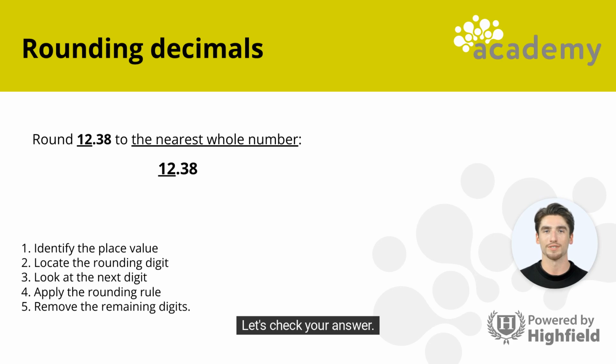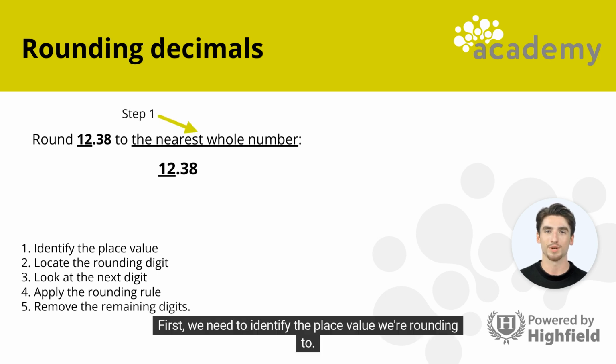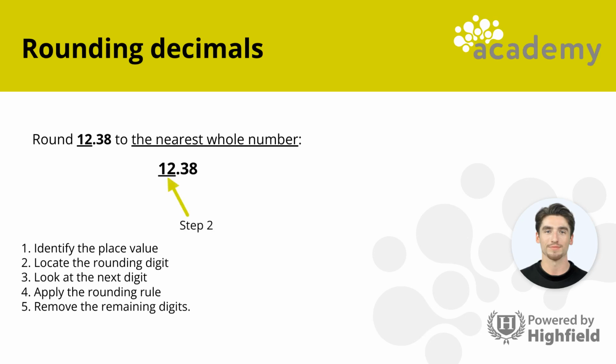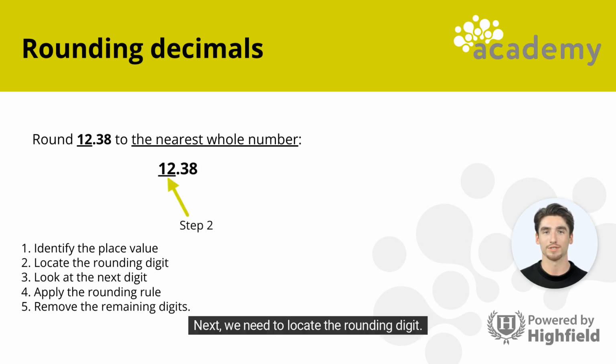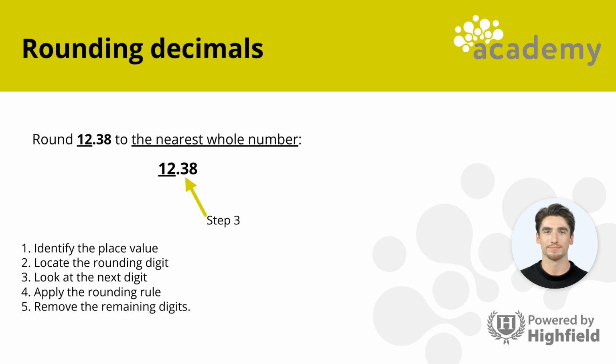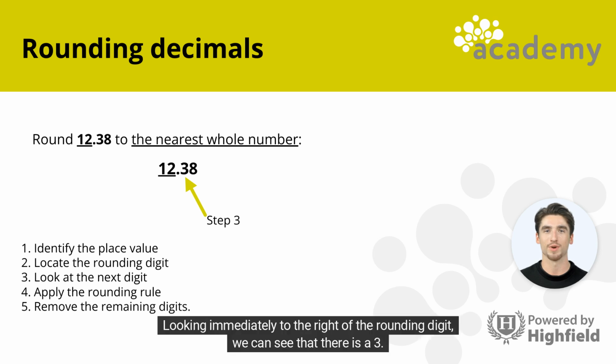Let's check your answer. Round 12.38 to the nearest whole number. First, we need to identify the place value we're rounding to. In this case, it's the nearest whole number. Next, we need to locate the rounding digit. The rounding digit is 12. Looking immediately to the right of the rounding digit, we can see that there is a 3.